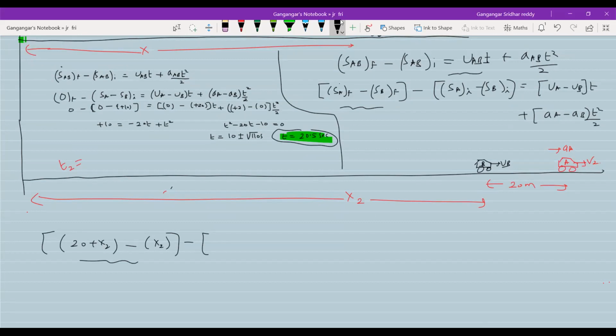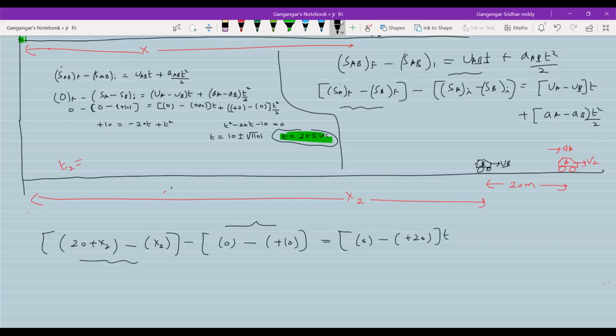Next, SA initial will be 0, no? And finally, what happened? Car A was ahead of car B by how much? 10 meters. Is equal to initial velocity of car A, 0, minus that of car B. Sir, finally it is 20 meters ahead. 20. Okay, fine, correct?